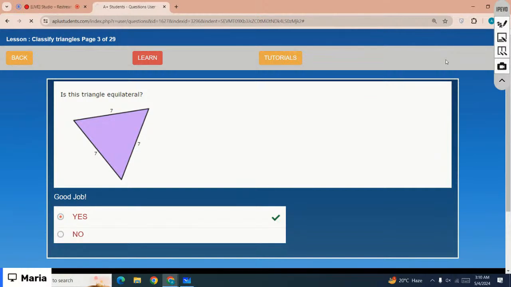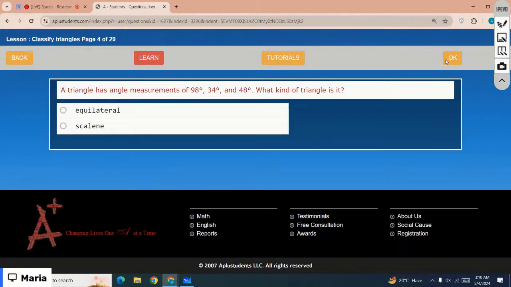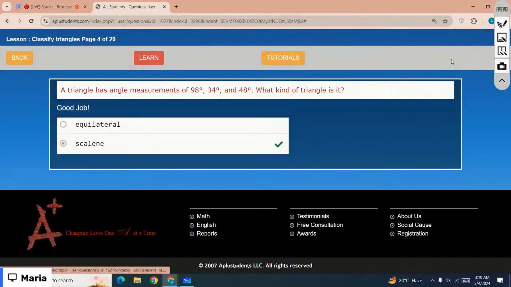Equi means equal sides, right? Okay, a triangle has the measurements of 98 degrees, 34 degrees, and 48 degrees. What kind of triangle is this? Which is the correct option? That is a scalene triangle because all the angles are different in measurement. So that would be a scalene triangle.